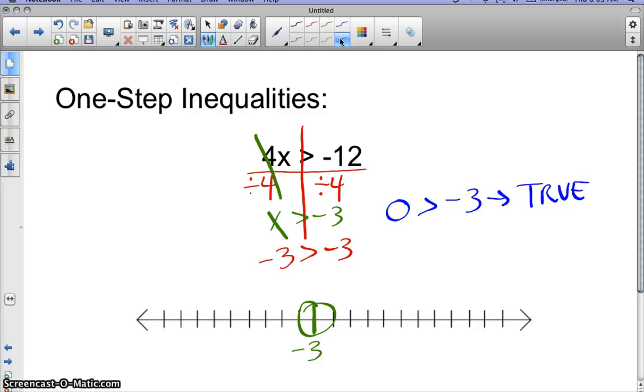So we want to head towards 0. On the number line, would 0 be to the left or to the right? If you said right, you are correct. So we want to head towards the right because that is where 0 is, and anything to the right of negative 3 will make a true statement.